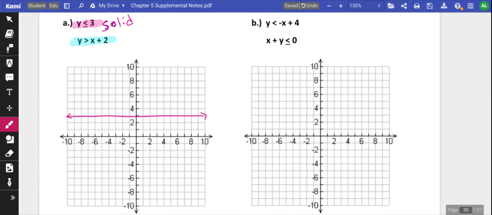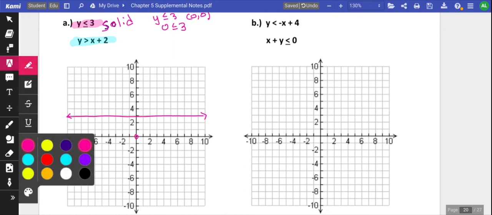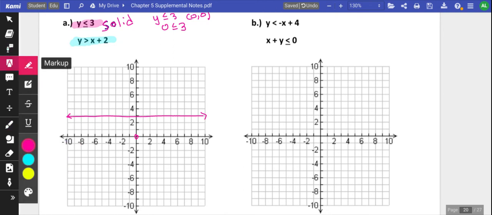I'm going to shade this one before I see the next one, because I think the more stuff you have on your graph at a time, the harder it is to visualize where you're supposed to shade. Okay, let's test the point 0, 0. Does that work? For y, is 0 less than or equal to 3? It is. So we're going to shade in that part that includes our 0, 0. Everything below this line is getting shaded in.